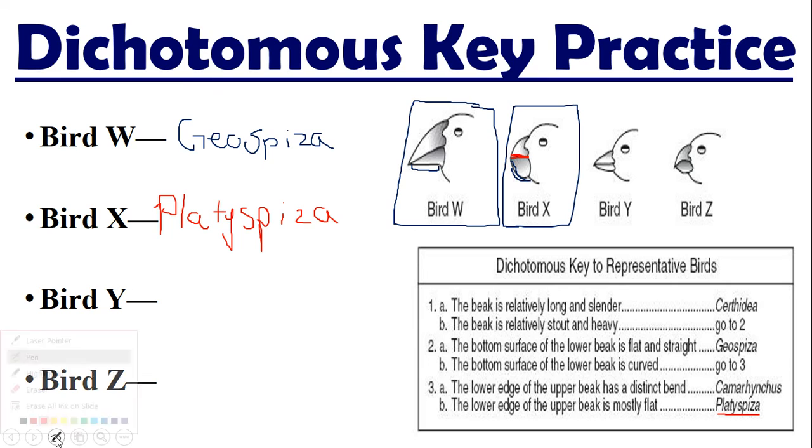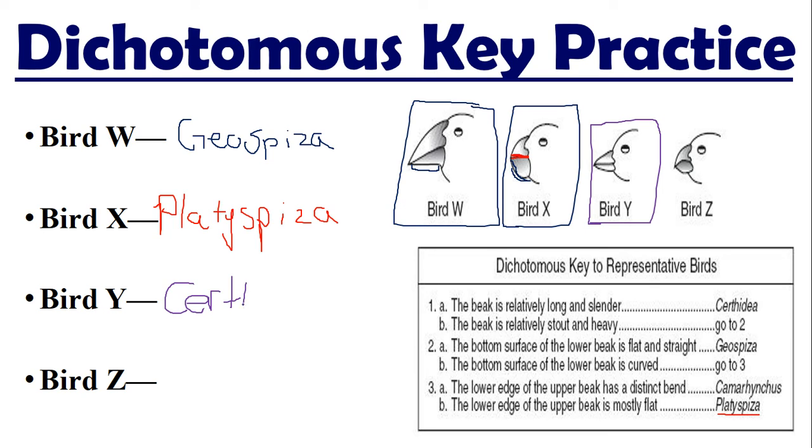Let's do this. I'm going to change my color again to purple. Bird Y. We're going to look at the beak. Is it long and slender or stout and heavy? Well, it looks long and slender to me, so it's the first name we have.